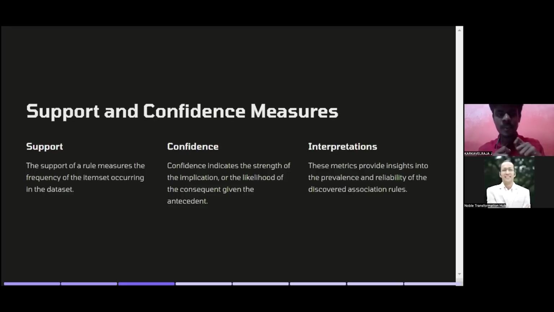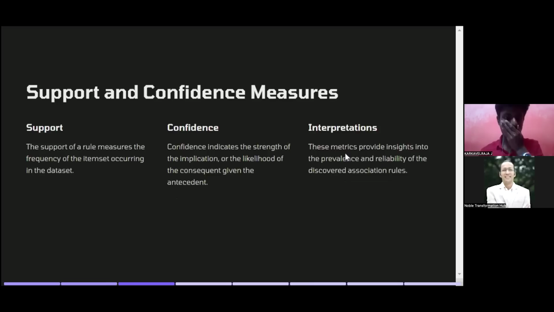Support is how many times, how much repetition, items occur in each transaction. Confidence is, if product A is bought, what is the likelihood that product B is bought. Interpretation is how we can interpret the rule, like if antecedent then consequent. I hope you can understand. Let's move on to the next slide.